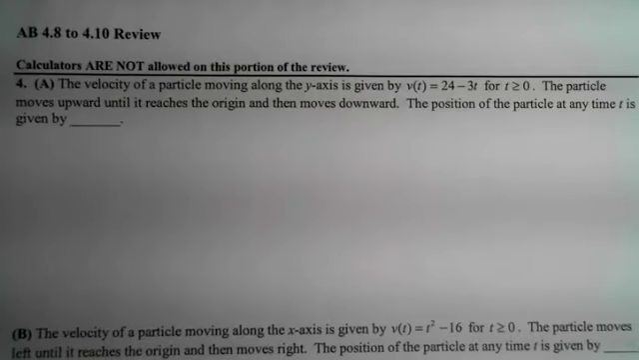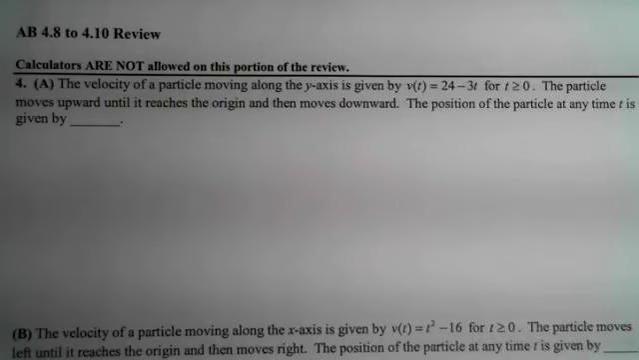This is the 4.8 to 4.10 review. Calculators still are not allowed. And in this one, we're given the velocity of a particle moving along the y-axis. The particle moves upward until it reaches the origin, and then it moves downward. The position of the particle at any time is given by something.